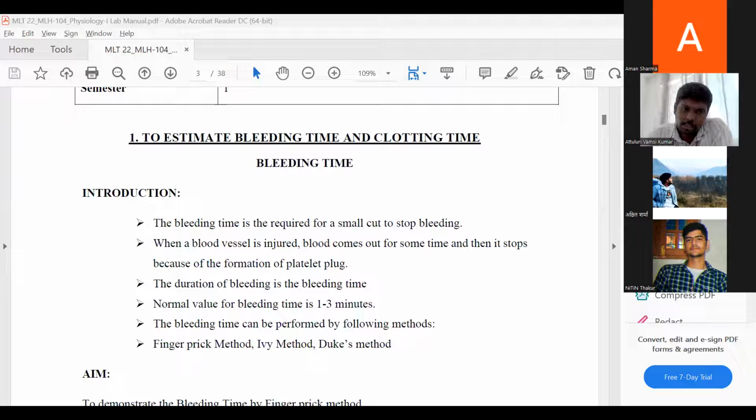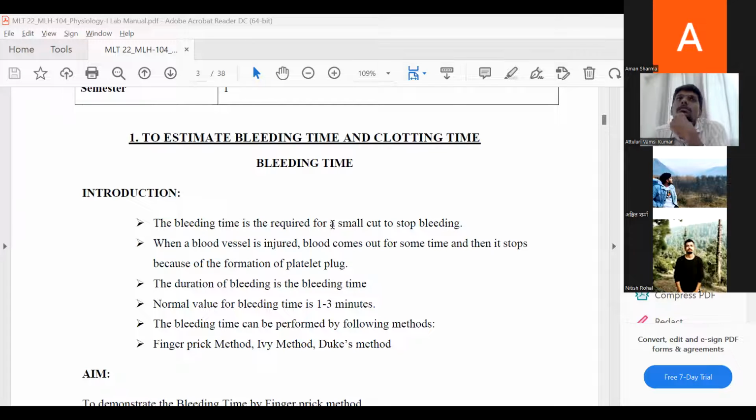Aman is asking. I think Aman has not raised his hand. Yes, sir. Yes, Aman. Sir, I have a doubt. Why do we prick the earlobe in Duke's method? What is special in the earlobe? Can we use another site like the tip of the nose?